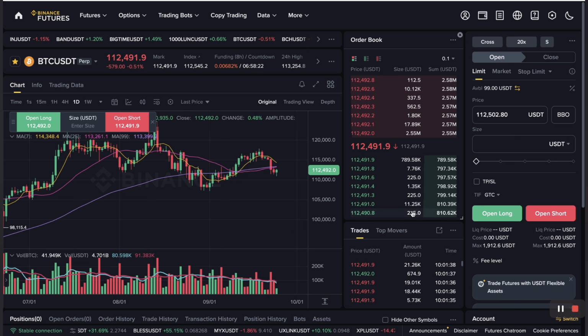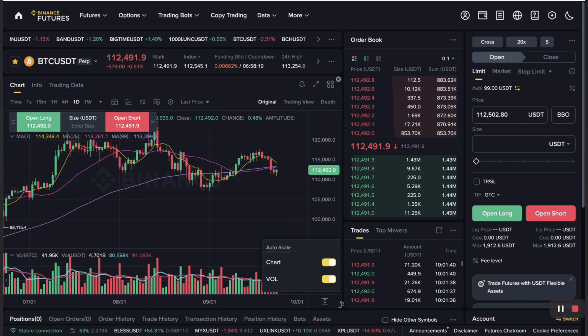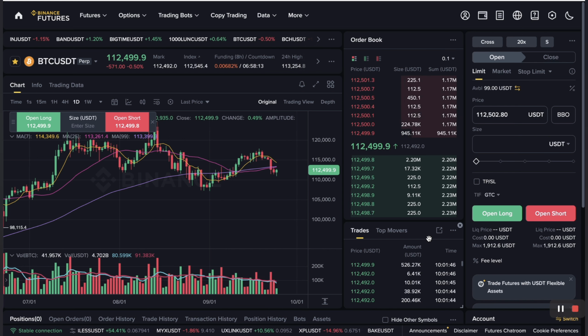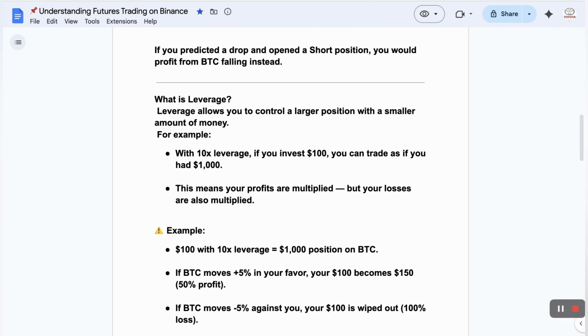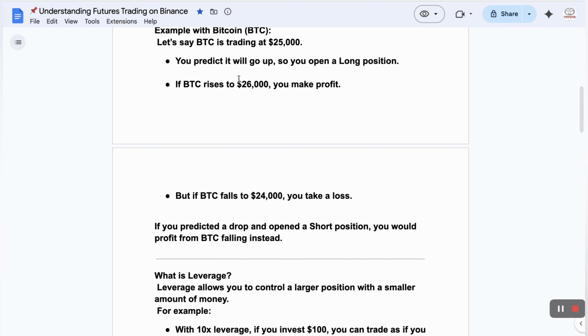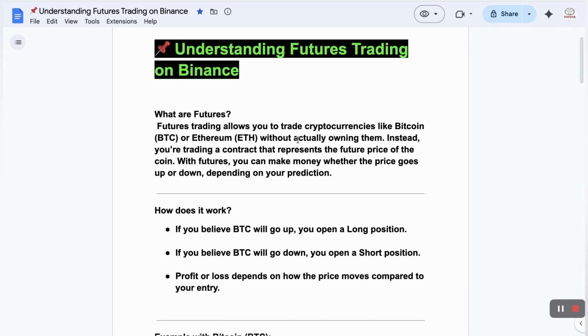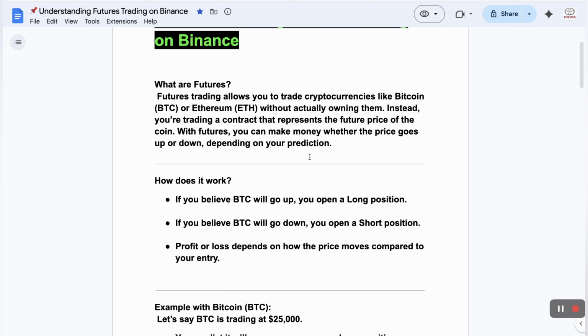Right now, I need to explain to you what futures is and how you can trade futures in this tutorial. If you don't understand what the futures market is as a beginner, let me kindly explain. Let me read a short note for you guys to understand. Futures trading allows you to trade cryptocurrency like Bitcoin, BTC, or Ethereum without actually owning them. You are not owning any money. You are not owning that particular coin. Instead, you are trading a contract that represents the future price of the coin. With futures, you can make money whether the price goes up or down, depending on your prediction.